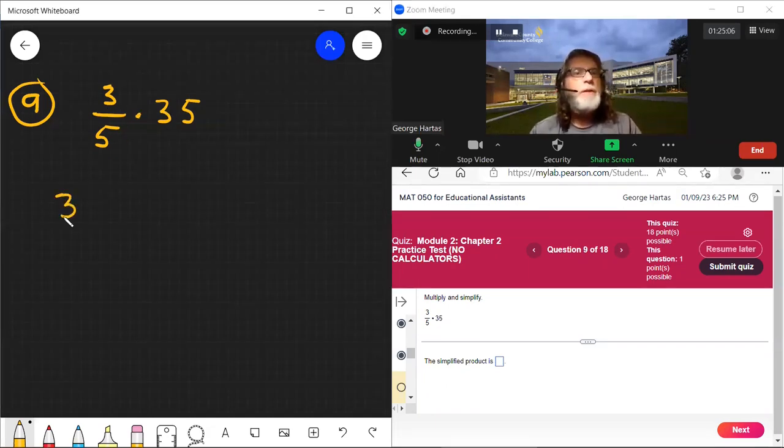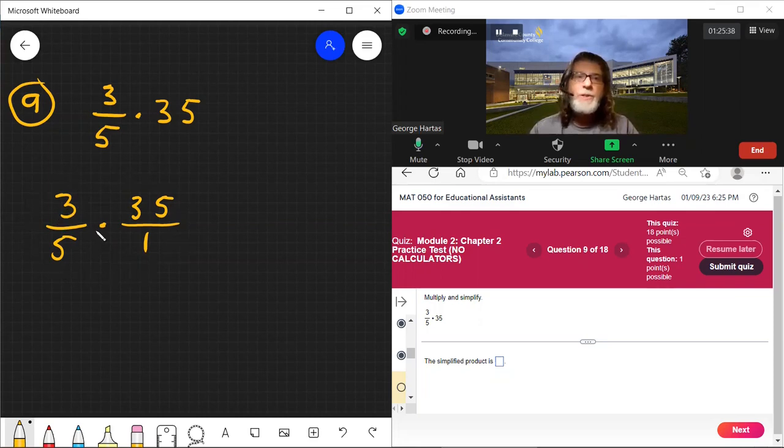So we have 3/5 times. Now recall in the property that we said we can put a 1 underneath any number and it doesn't change that number. So we're going to make this 35 as 35 over 1 because a fraction means division, correct? 35 divided by 1 is 35. So we didn't change this. We just made it easier for ourselves to solve this problem.